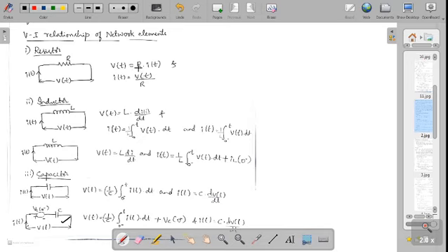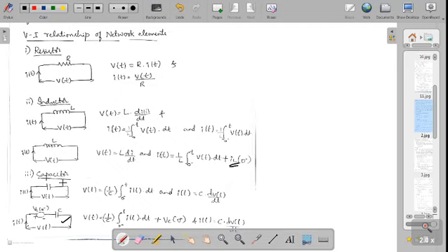So V of t equals R into I of t, I of t equals V of t by R, V of t equals L into di by dt, and I of t is equal to 1 by L integration from 0 to t of V of t into dt. Next, if the inductor has some past history, that is, if the inductor is already carrying current, the extra term you need to add to the current equation is IL of 0 minus.